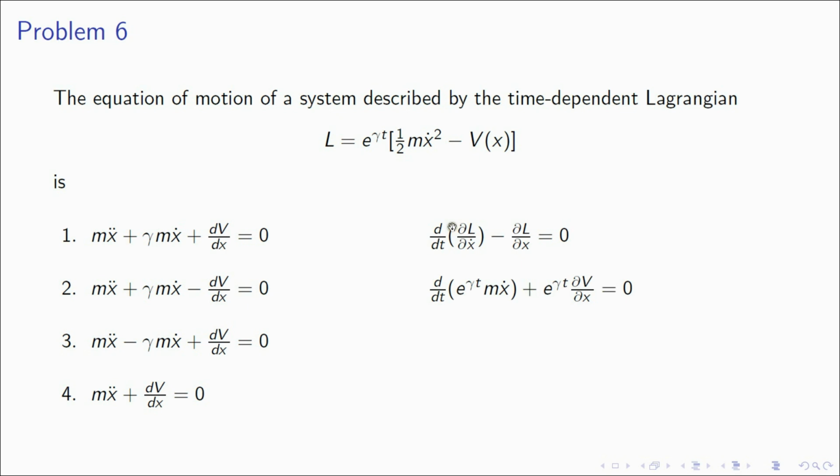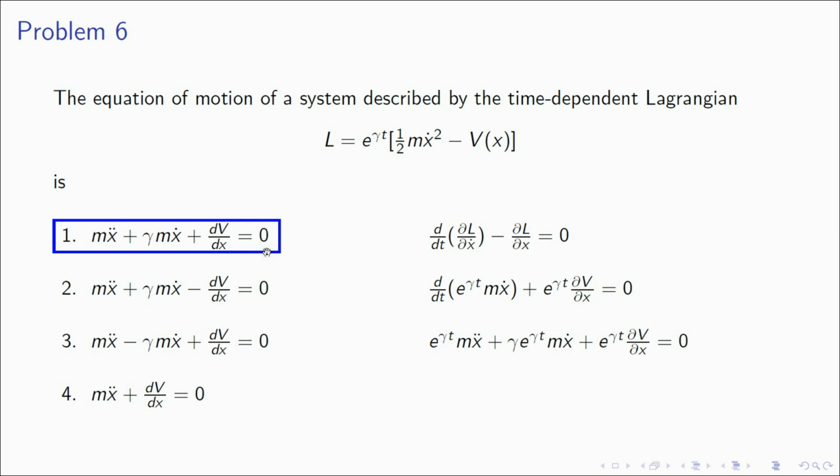So if you take the derivative with respect to x dot, you will just have this term, and if you take it with respect to x, you will just have this term. And you just differentiate this one again, you get this, and you can just take e to the power gamma t common and take it out. So what remains is basically this. So this is the right option.